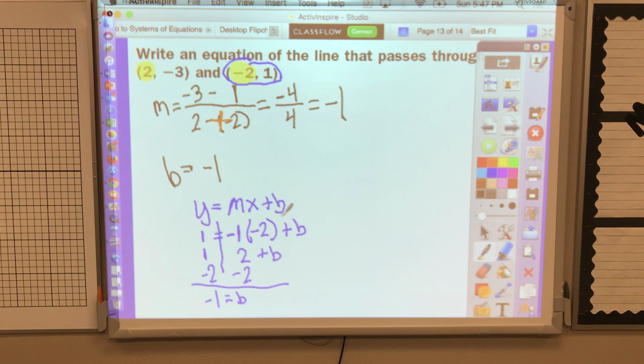So y equals mx plus b, y has to be in there. The m is a -1. When I write that final equation, since it's a 1, it's really just -x. b is minus 1 or -1. So in my equation, it's minus 1. And there's writing equations in slope-intercept form. y equals mx plus b.